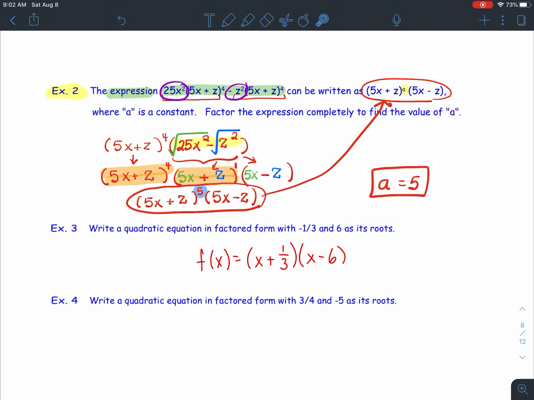You're going to have a couple examples that are exactly like this. They're just going to use some different numbers, but this is the strategy you need to use.